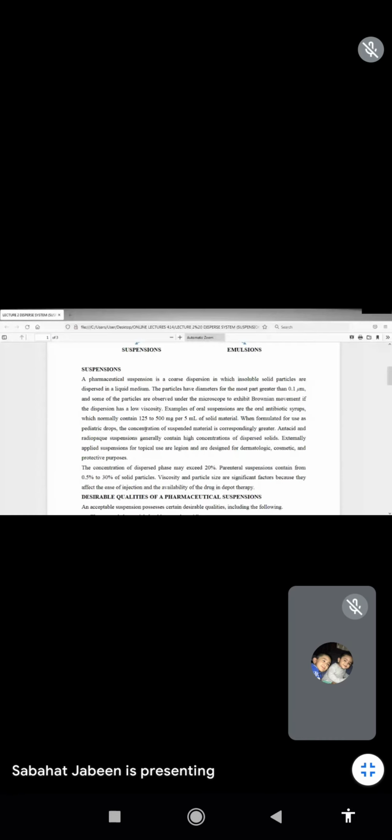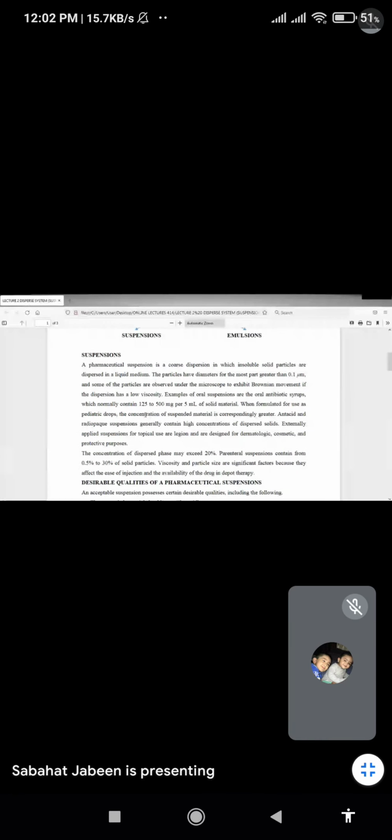Externally applied suspensions for topical use are lotions and are designed for dermatologic, cosmetic, and protective purpose. The concentration of dispersed phase may exceed 20%. Parenteral suspensions contain from 0.5 to 30% of solid material or solid particles.